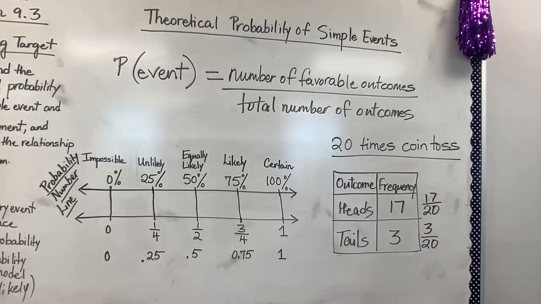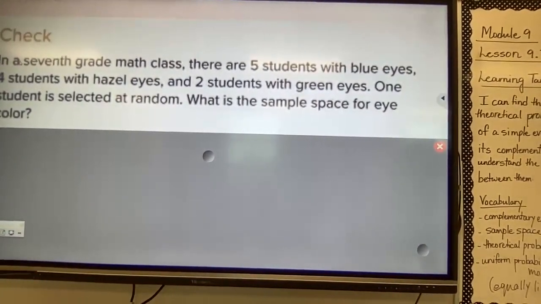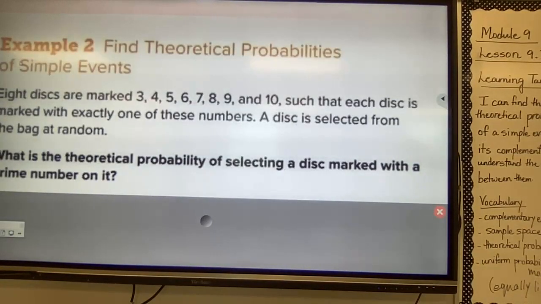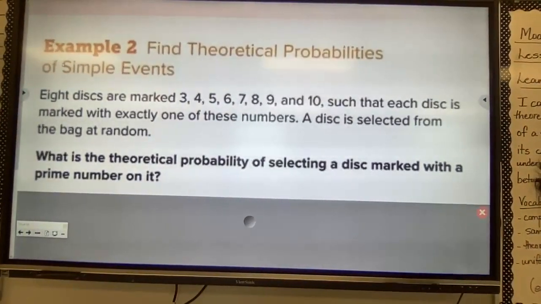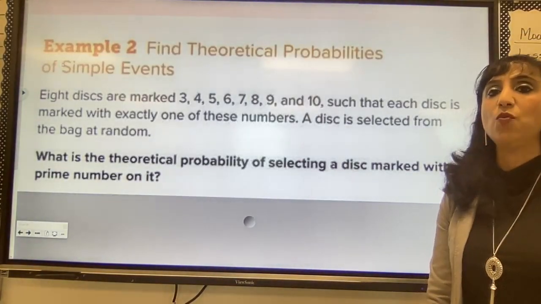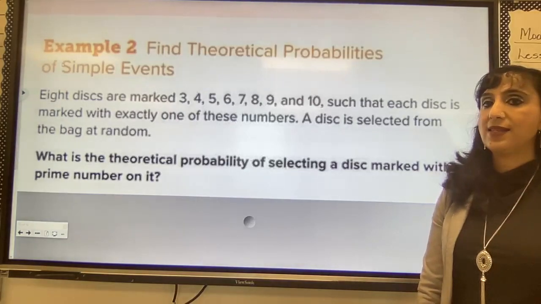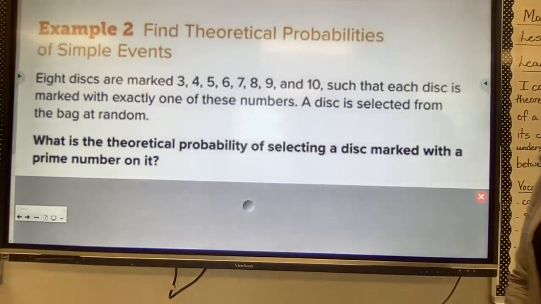Now let's do an example where we are taking a sample space of simple events and finding a theoretical probability. So here we go. 8 discs are marked 3, 4, 5, 6, 7, 8, 9, and 10, such that each disc is marked with exactly one of these numbers. A disc is selected from the bag at random. What is the theoretical probability of selecting a disc marked with a prime number on it?